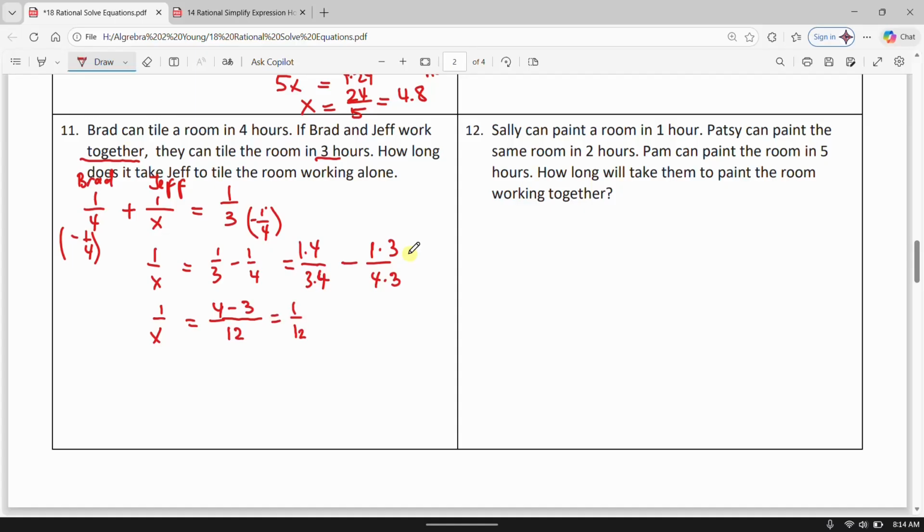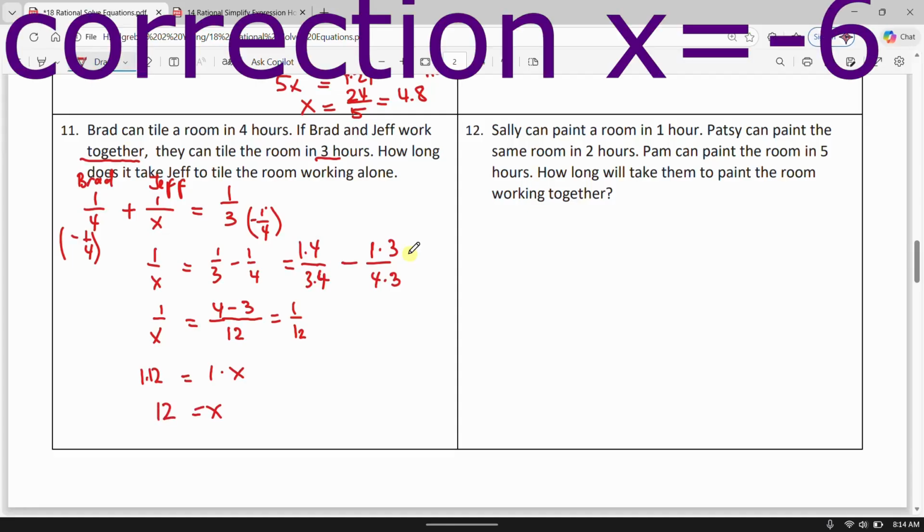Now we're going to cross multiply this. So it's 1 times 12 equal to 1 times x. So x equals 12. So it takes Jeff 12 hours to tile one room. So he's a little bit slower than Brad. All right, I'm moving on. I'm going to show you how to find the hole.